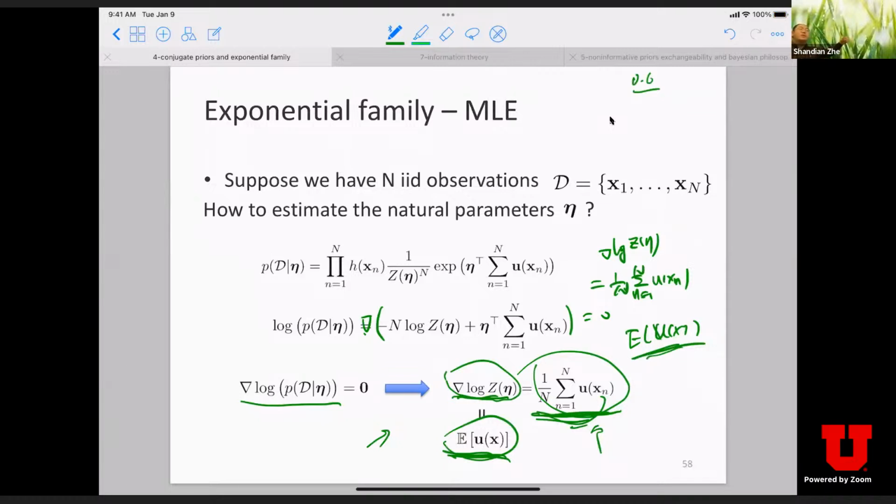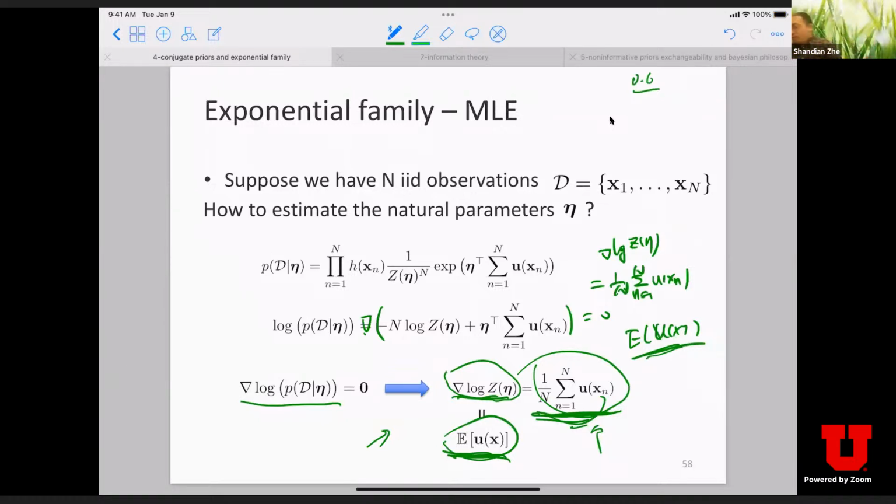The binary variable is whether you see the head of the coin. You run it 100 times, you got 60 heads, so your empirical average is 60 over 100, which is 0.6. And if I set 0.6 as my Bernoulli parameter mu, that's my MLE estimate.